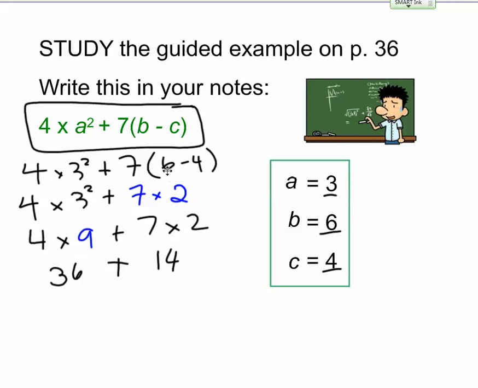So b minus c is 2, so 7 times 2. I bring down my next steps, just carry them down. Next step is to simplify the exponent, so I bring down my 9. Next step is to multiply 7 times 2, which is 14. And 4 times 9 is 36. And my last step is to add, and that's 50, which I just didn't get written there. So 36 and 14 is 50, and you would circle it.